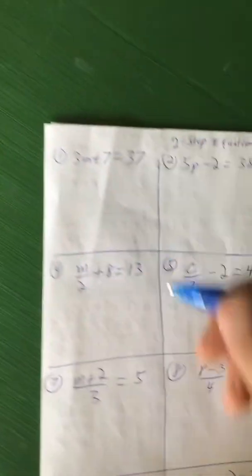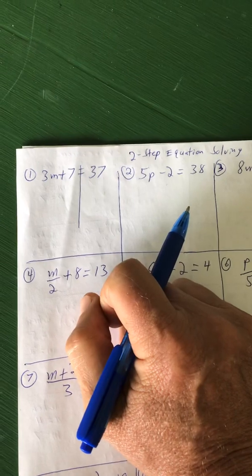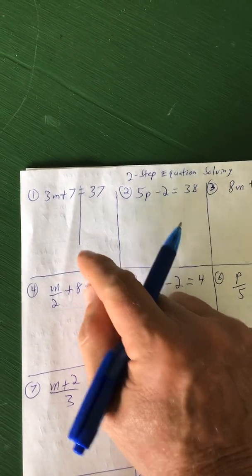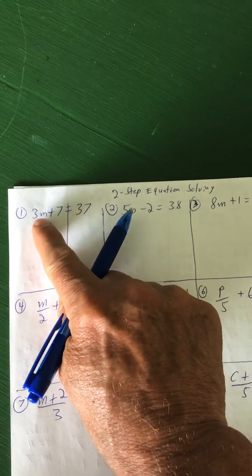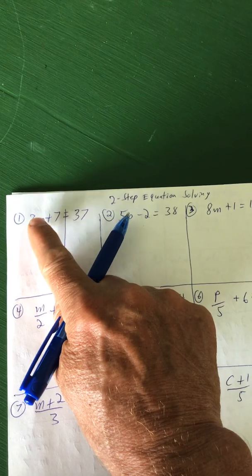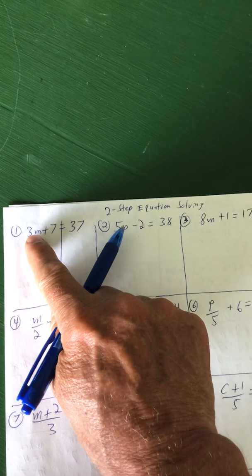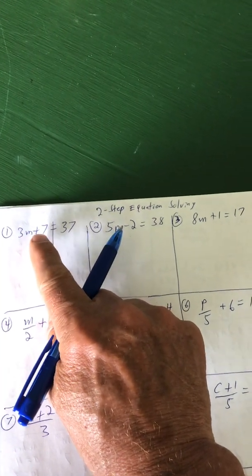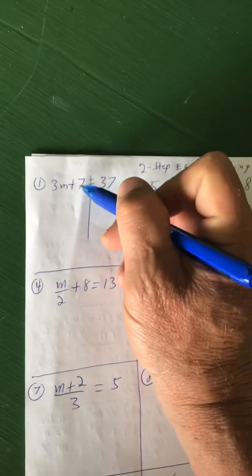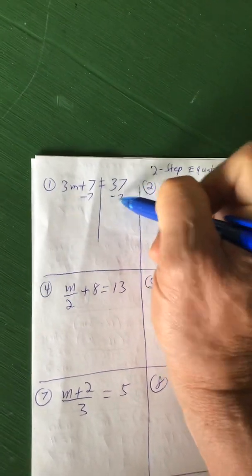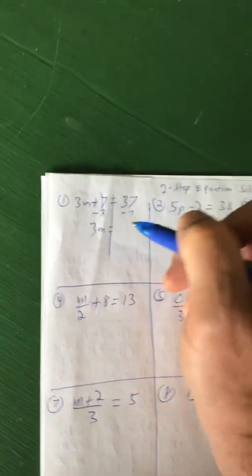So here, watch. I'm going to draw my line. What's the first thing I should get rid of? Well, I should get rid of the 7, because the times 3 is the closest thing to the m. You multiplied by 3 and then you added 7, so you want to get rid of 7 and then get rid of the 3. You do the opposite in the opposite order. The opposite of adding 7 is subtracting 7, and those cancel, so you have 3m left on the left.